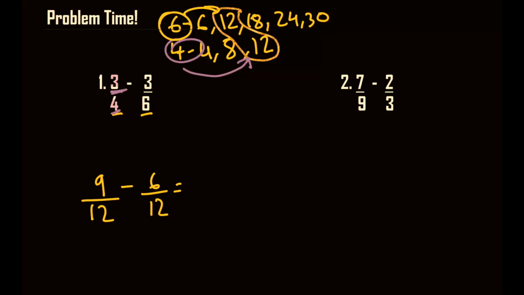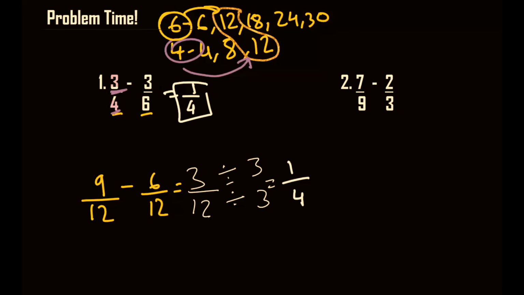Now let's subtract. 9 minus 6 is 3. 12 minus, well, we're not subtracting 12, so that remains the same. So again, we reduce. We can divide both of them by 3. So, 3 divided by 3 equals 1. 12 divided by 3 equals 4. So our answer here is 1/4.